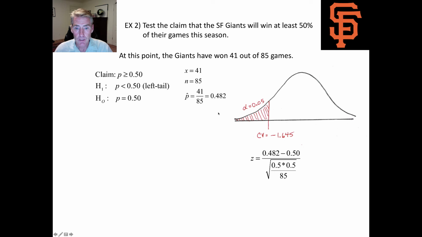And then for extra fun, let's do the formula. The formula says take the p hat minus p, then this would be p and q, since p is 50%, q is 50%, and that's out of 85 baseball games. And then the test statistic is only a negative 0.3. So right here would be 0 in the middle. Negative 0.3 would be a little bit to the left, but it definitely does not go past negative 1.645.